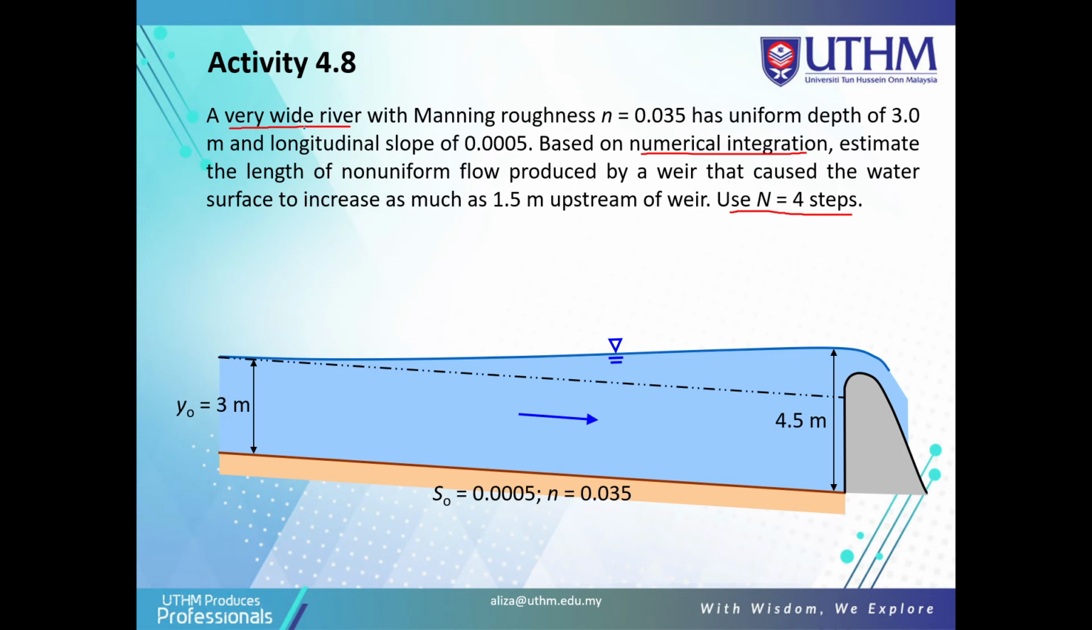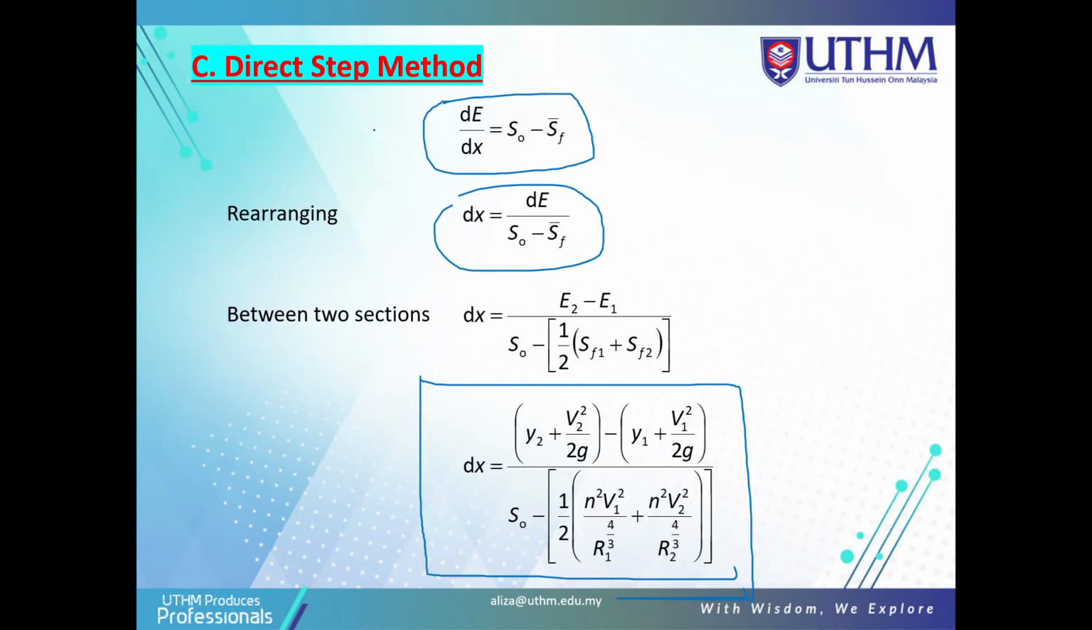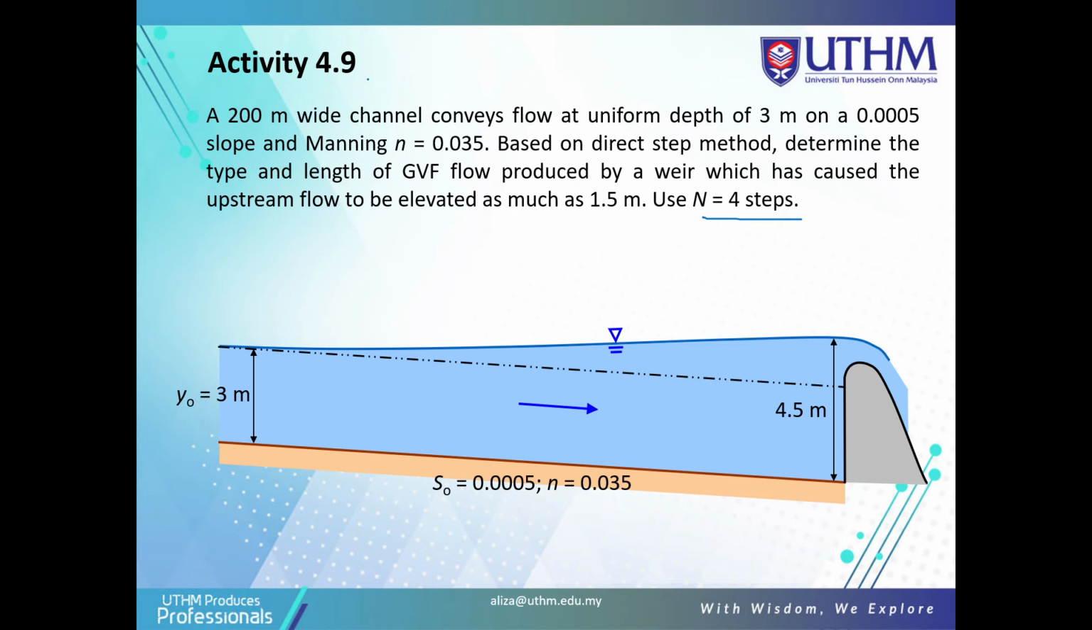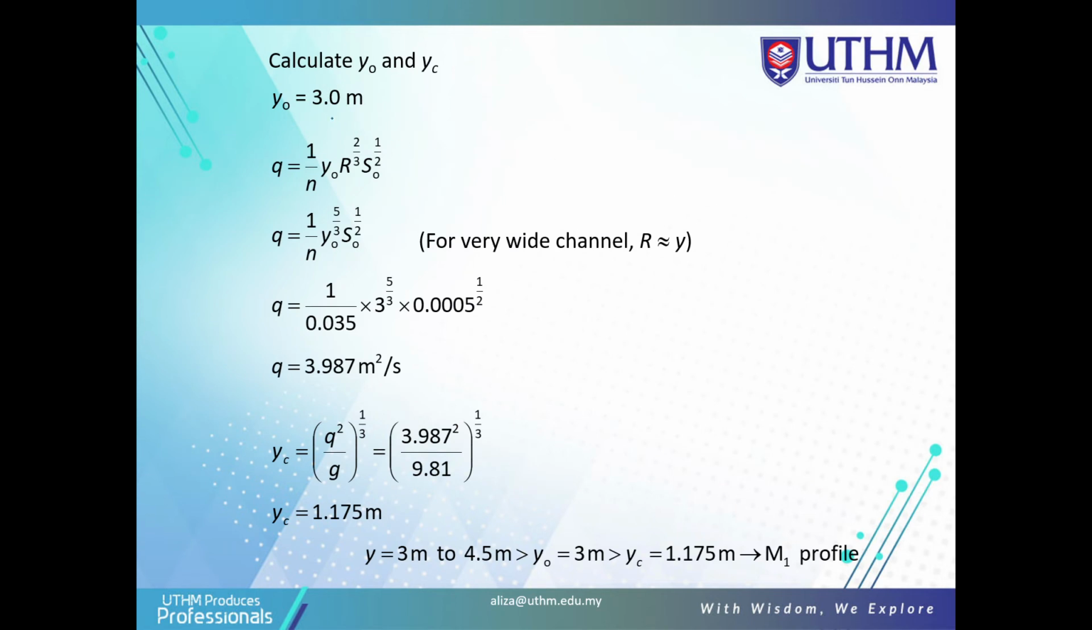This is a very wide river. The example here, Activity 4.9, is using a 200 meter wide channel. This is also a wide channel, 200 meter wide, and the steps are also the same. So you must find the Y naught here, and then find the Q, which is the same calculation.